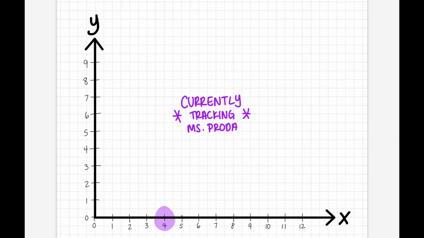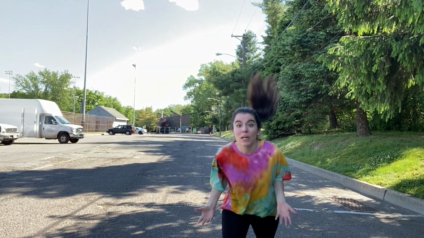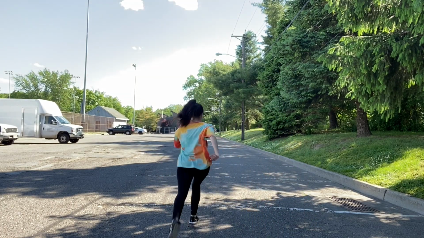Let's see where Miss Proda is now. By looking at the tracker, we can see that she did not run as far along the x-axis as she did the last time. Last time, she ran all the way. Pay close attention to the number that she is on the x-axis. I'm going to ask you about that number in a little bit. Now I'll run up the y-axis.